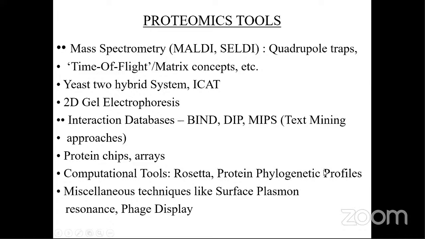Again, computational tools. All these tools are helping you to understand the mass spec data, and then also based on the amino acid sequence, you may be able to get a phylogenetic profile and say this particular protein is closest to this particular protein and so on. So many, many tools are there. Then we also have surface plasmon resonance spectroscopy. So all these proteomic tools are very important to understand and characterize a new unknown protein.